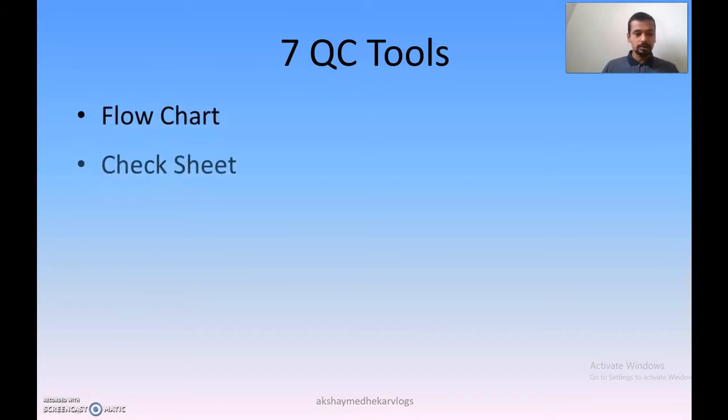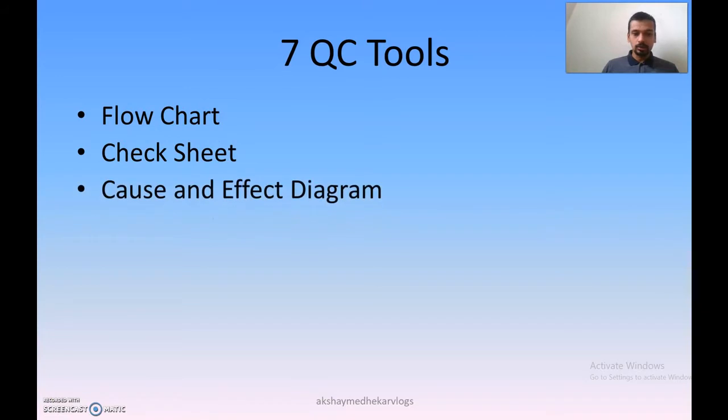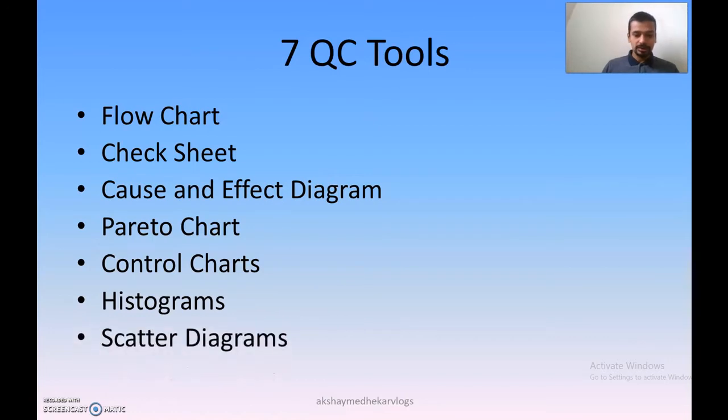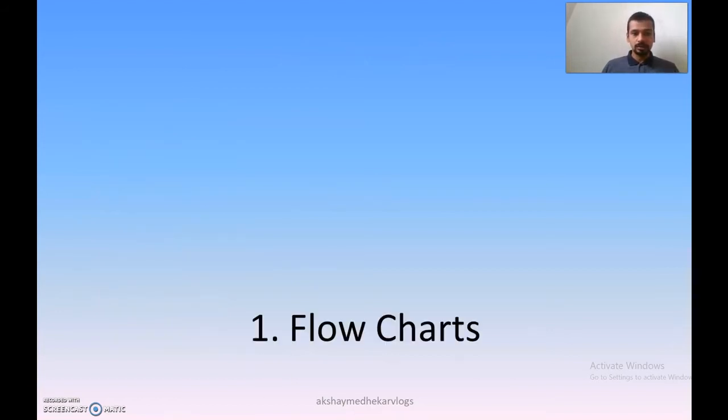Flowchart, check sheet, cause and effect diagram, Pareto chart, control charts, histograms, scatter diagrams. So these are the 7 quality control tools. Now we'll see each tool one by one with an example. So we'll start with the flowchart.